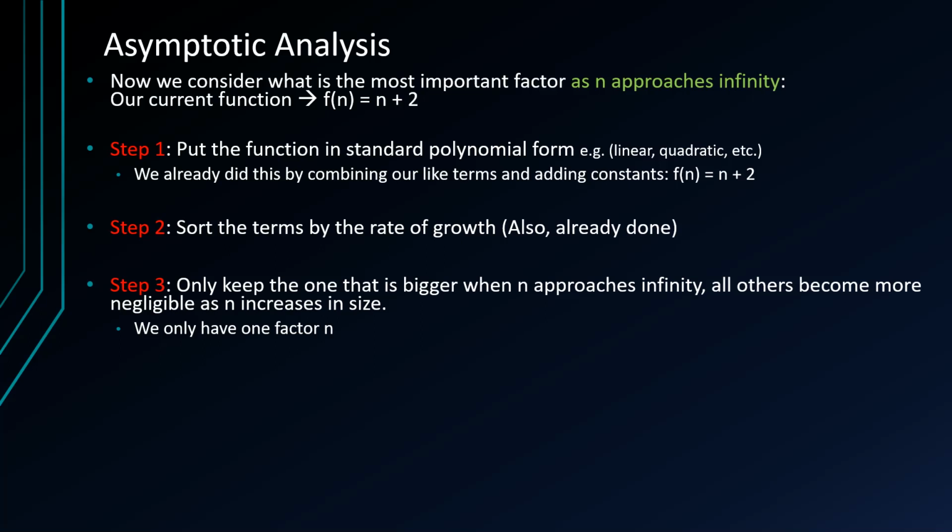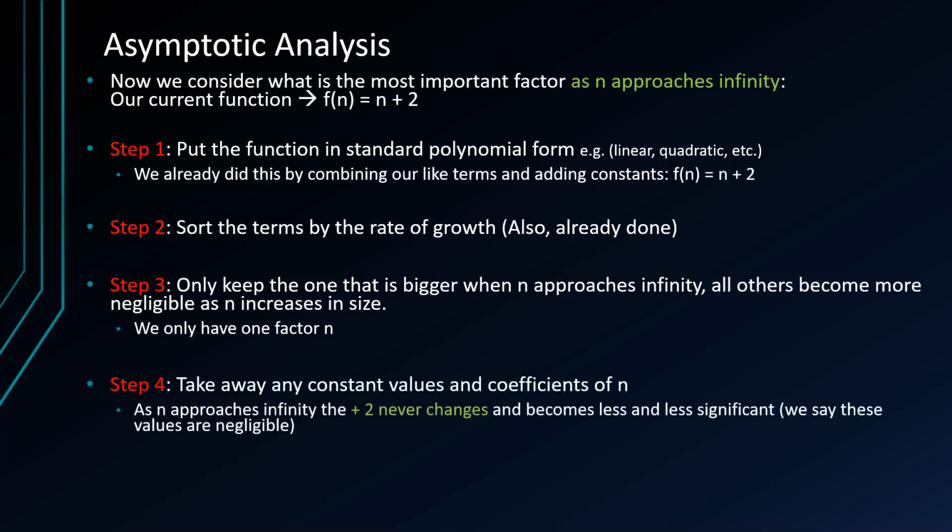So only keep the one factor that is bigger when n approaches infinity. All others become completely negligible relative to n. So we only have one factor in our equation, which is just the n. Then finally, the final step is take away any constant values and coefficients of n. Because if I have 2n squared, that 2 is insignificant as n approaches infinity. If I have 10 trillion or 20 trillion, it doesn't really make a difference, right? As that n grows, that 2 becomes less and less significant. So we toss it away. So that's the coefficient, gone.